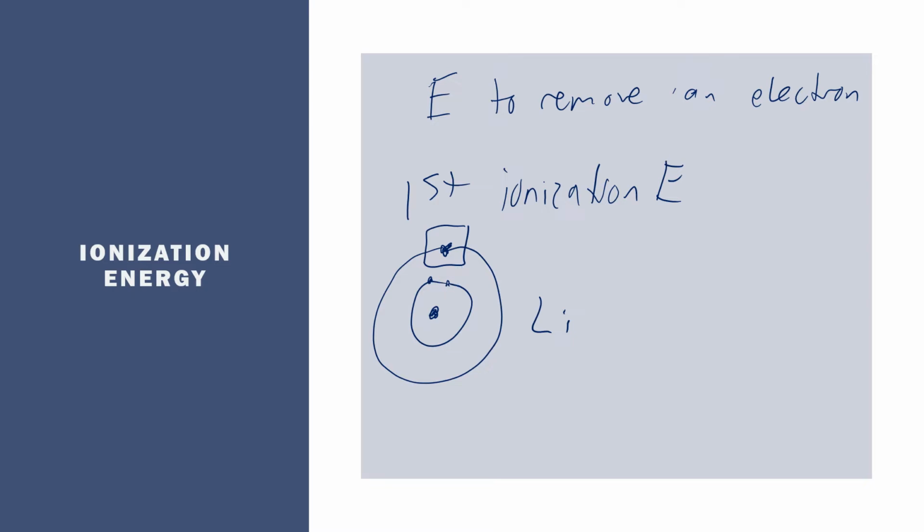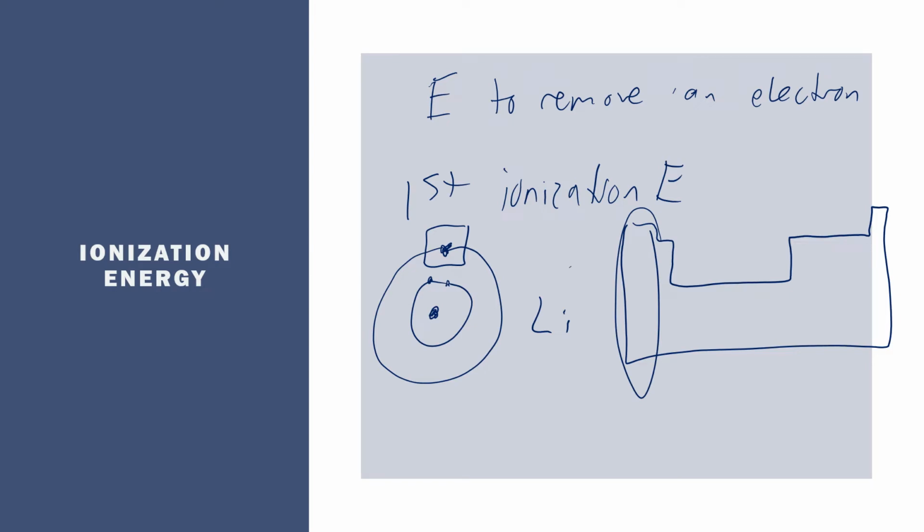Most of the time we're going to be talking about first ionization energy, but not all of the time. And it's affected by 2 things. It's whether you're talking about elements in the same group on the periodic table. Let me redraw that. So there's a periodic table. Elements in the same group versus elements in the same period.